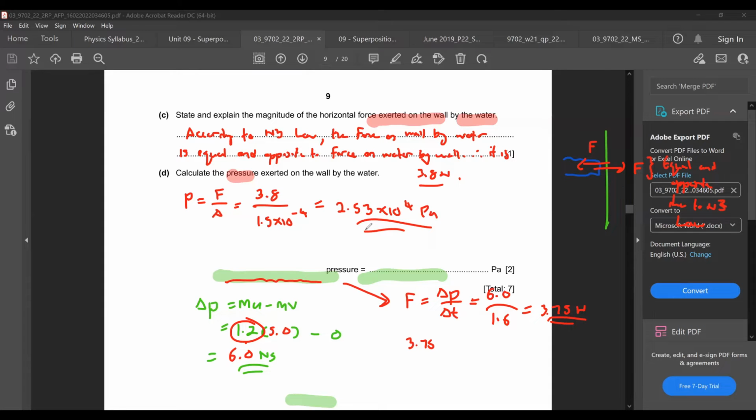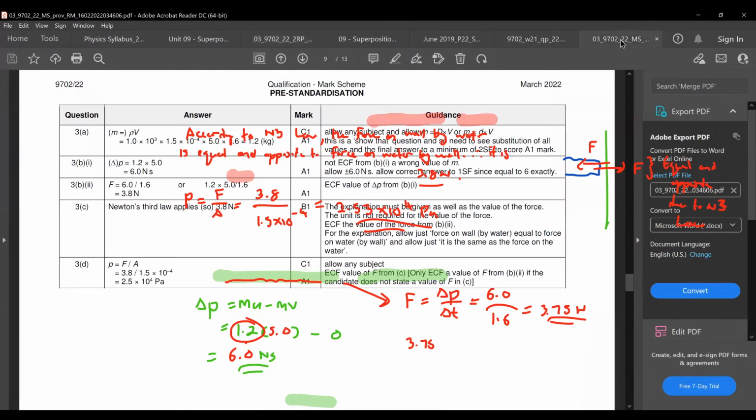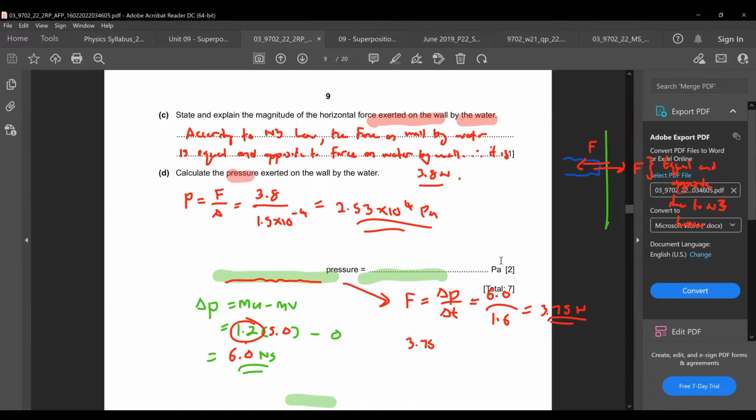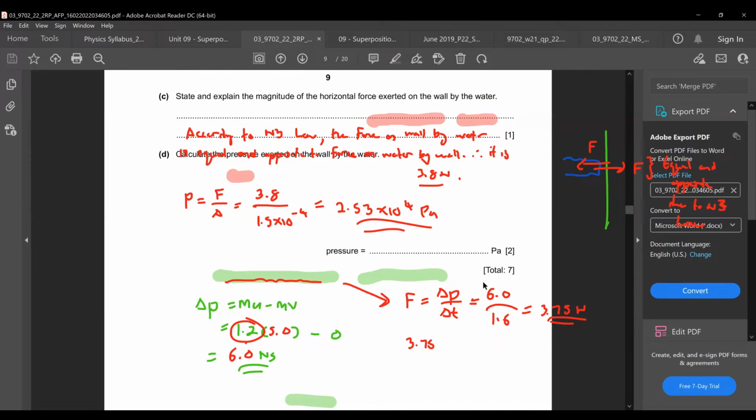Let's check the answer. You had 2.5 times 10 to the power 4. Correct? All right. So under 7 marks from here.